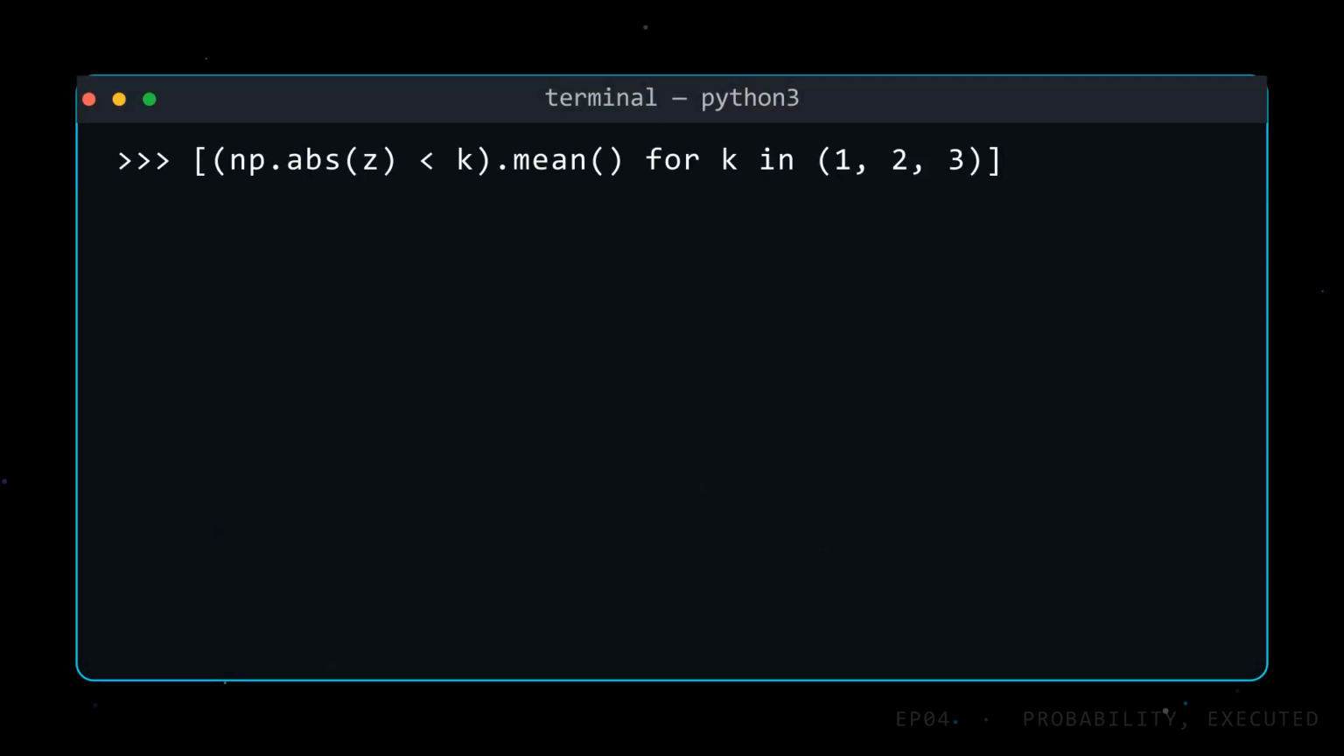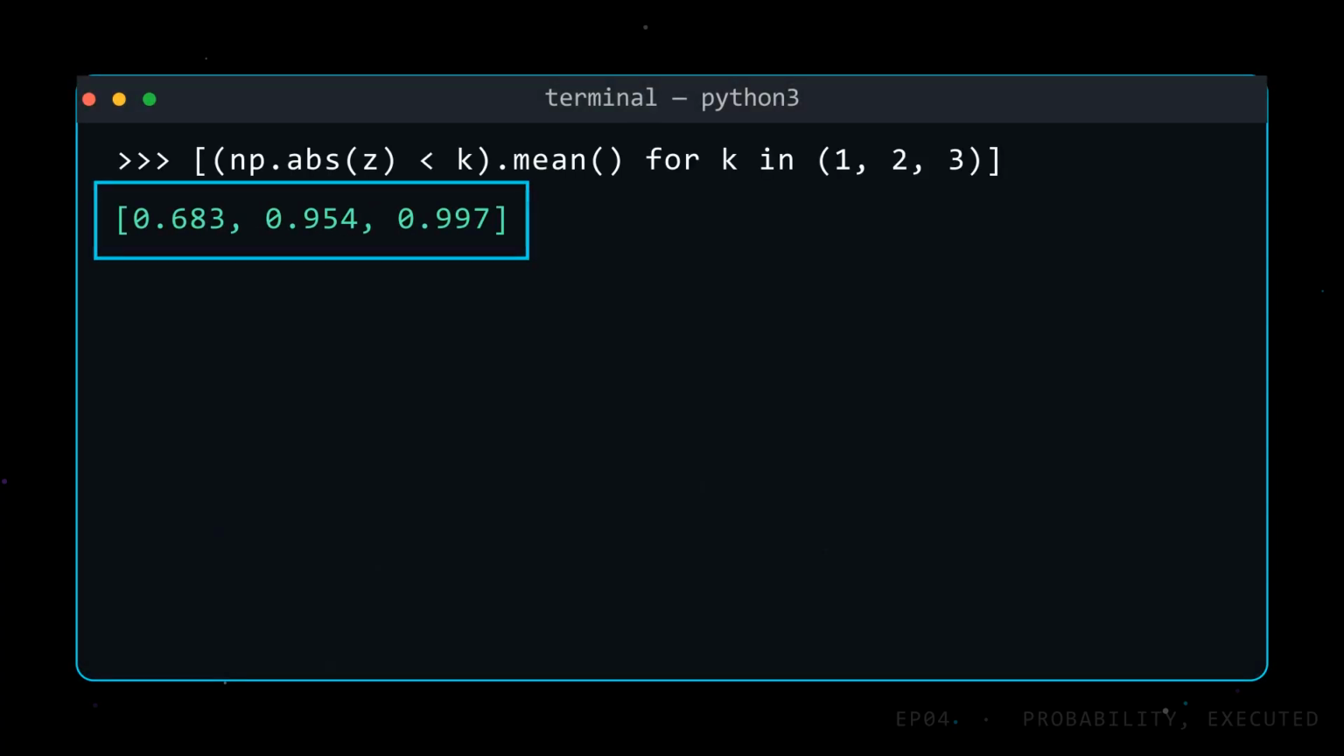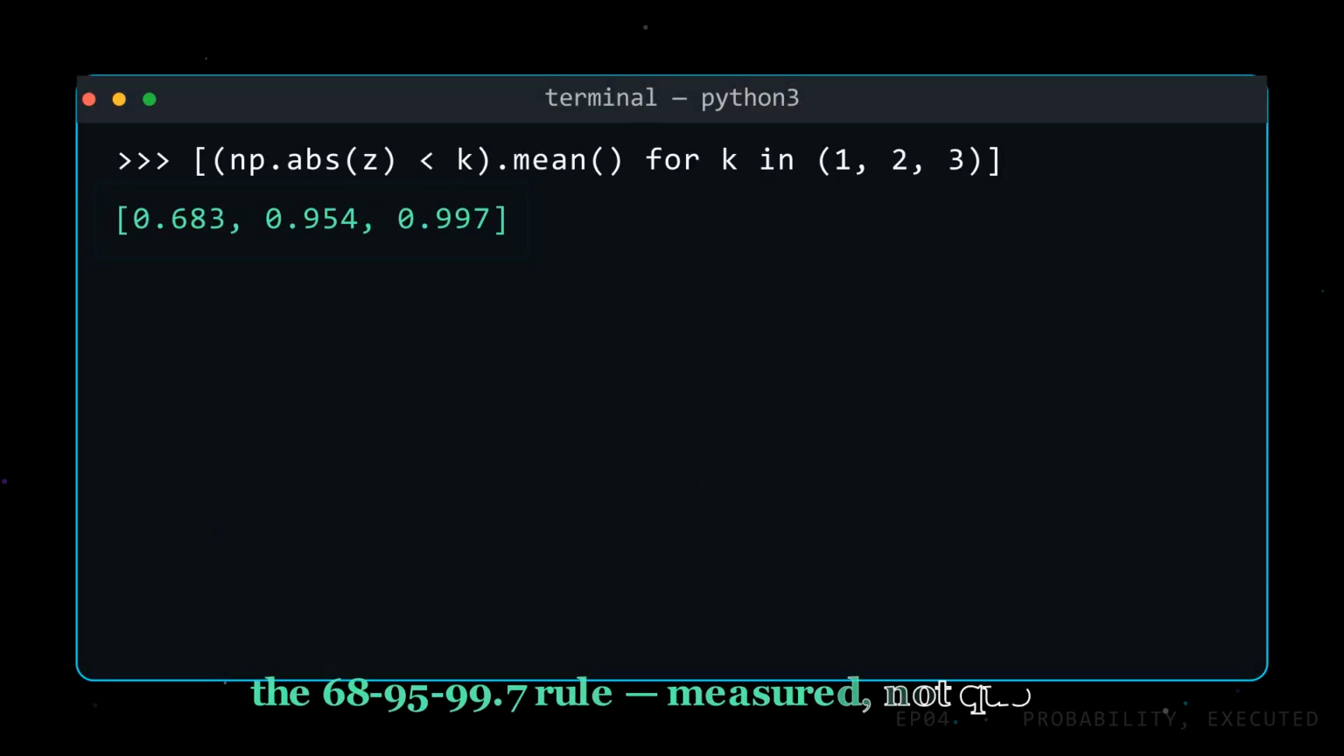Now let's check the rule instead of quoting it. We count what fraction of our 100,000 people fall within one standard deviation of the mean, then 2, then 3. 68.3%. 95.4%, 99.7%. That's the famous rule, and we didn't look it up, we measured it.